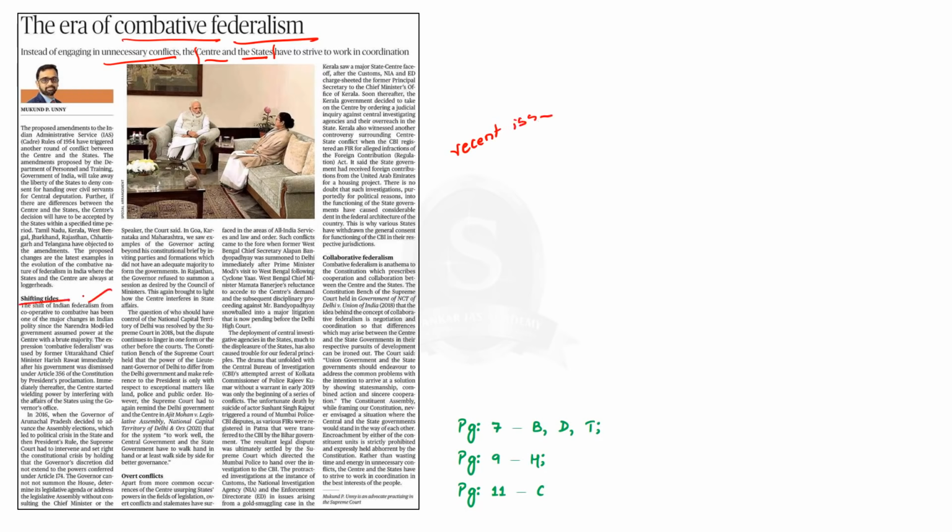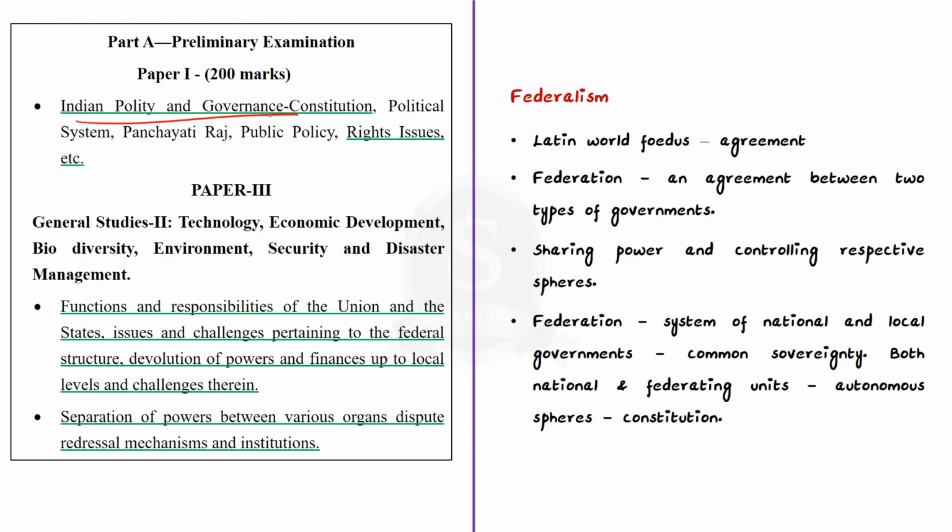In this context, let us learn about what is combative federalism with a few recent examples. Then we will see the ill effects of combative federalism. Then we will see what is cooperative federalism. Finally, we will discuss the advantages of cooperative federalism and how it will help solve the present crisis. The syllabus regarding this discussion is highlighted here. You can go through it.